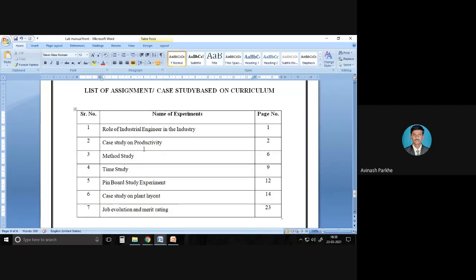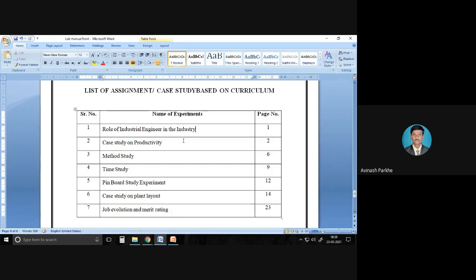Then experiment number 2 is a case study on productivity. As we know, in chapter number 1 we solved 2-3 problems based on productivity calculation. So what is meant by productivity? The simple formula of productivity is: productivity is equal to total output upon total input.